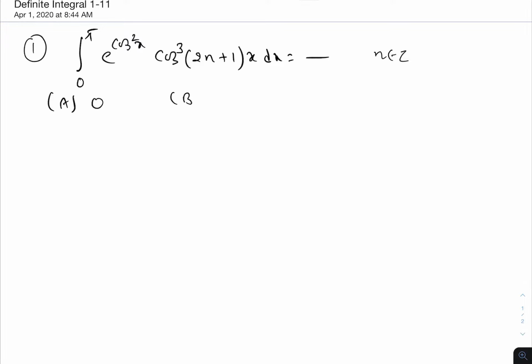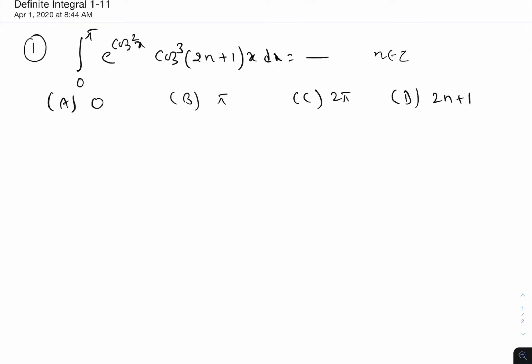See, the value of the integration from 0 to pi of e to the power cos square x, cos cube of (2n plus 1) x dx, where n is in Z, is say: 0, pi, 2 pi, or (2n plus 1) pi?